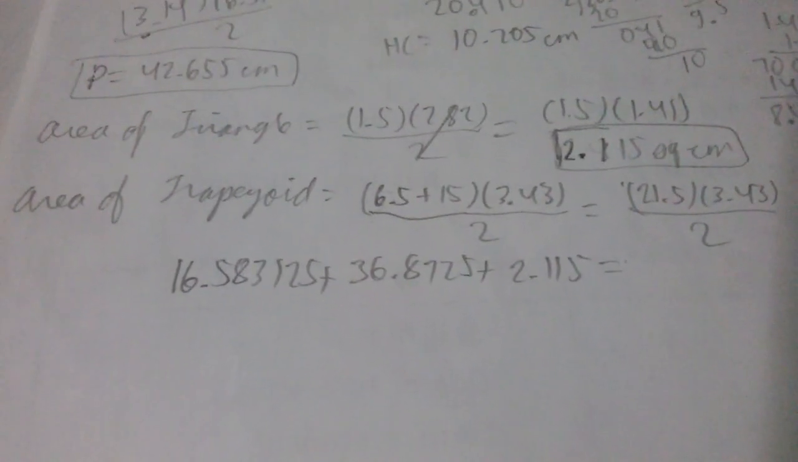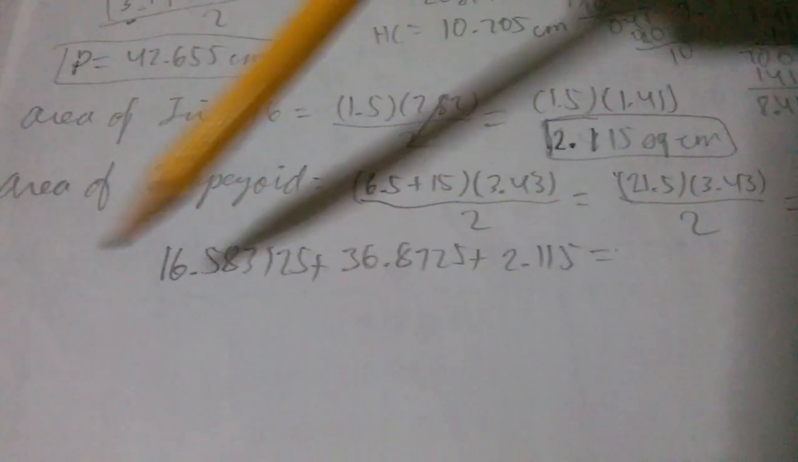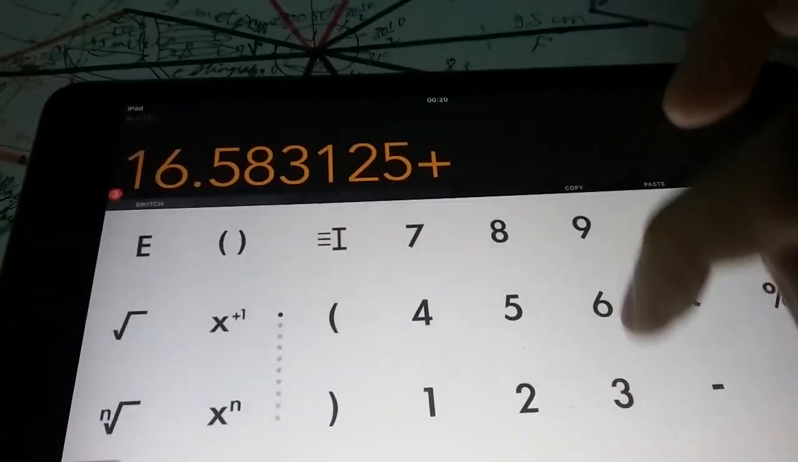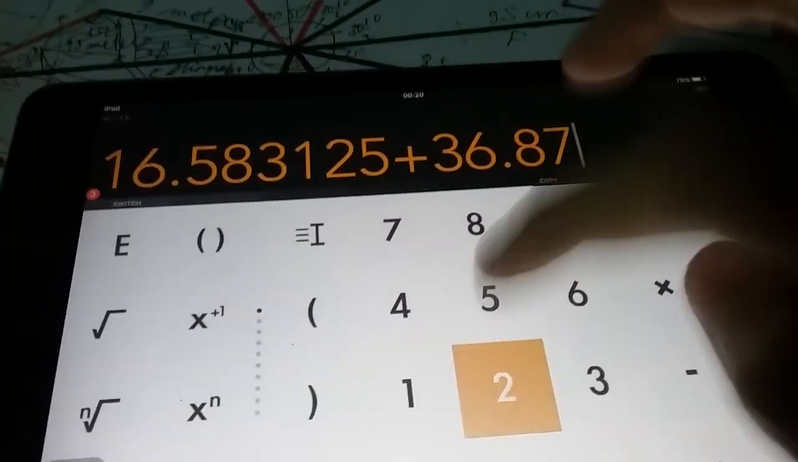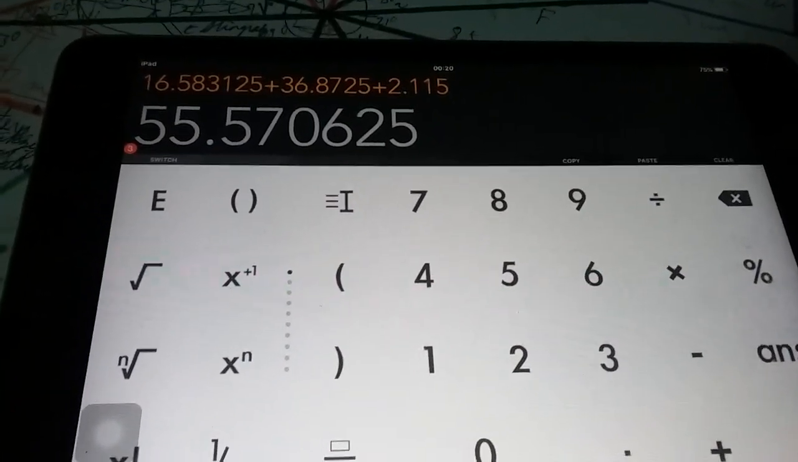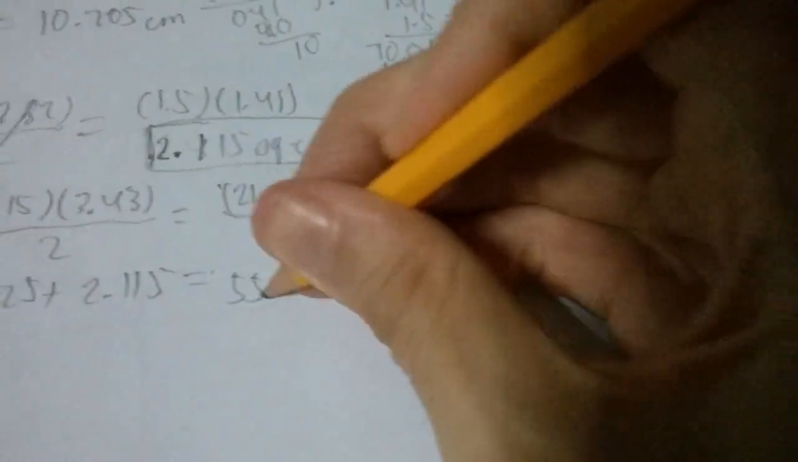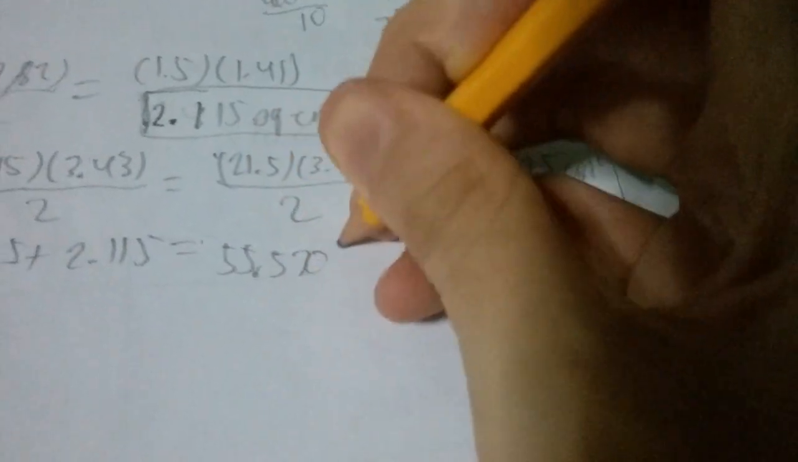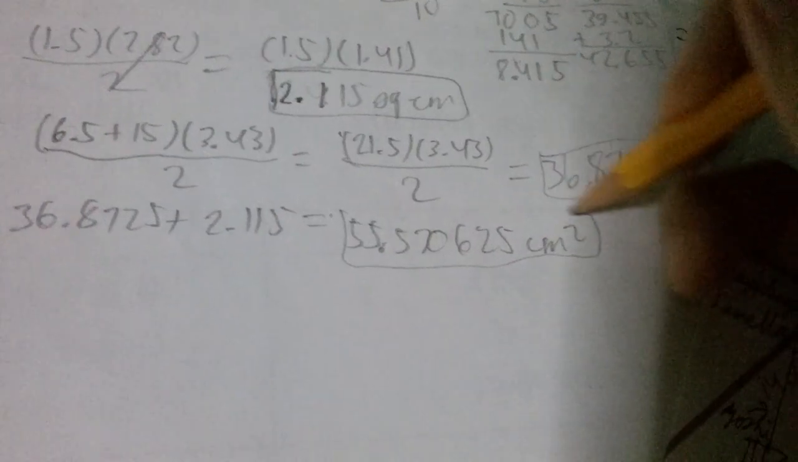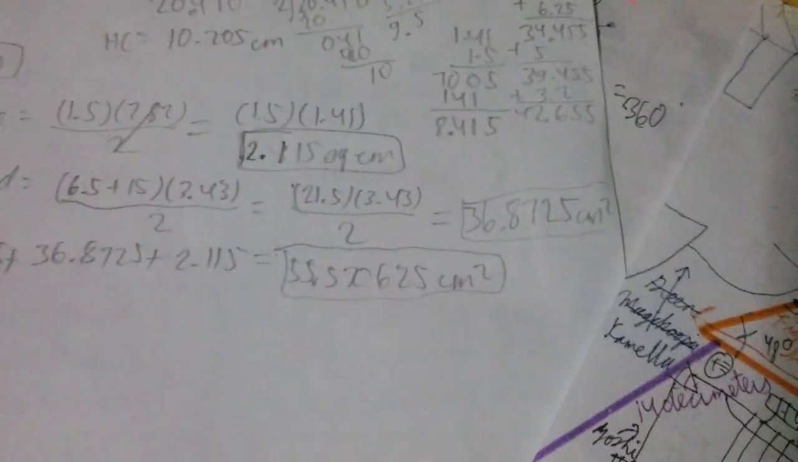Now that we've already gotten our answers, remember the area of the semicircle, trapezoid, and triangle. Now we add everything up. So plus the area of the trapezoid, 36.8725. Then plus 2.115, the area of our triangle. So therefore, our total area is 55.570625. So yan, that's the answer to our problem.